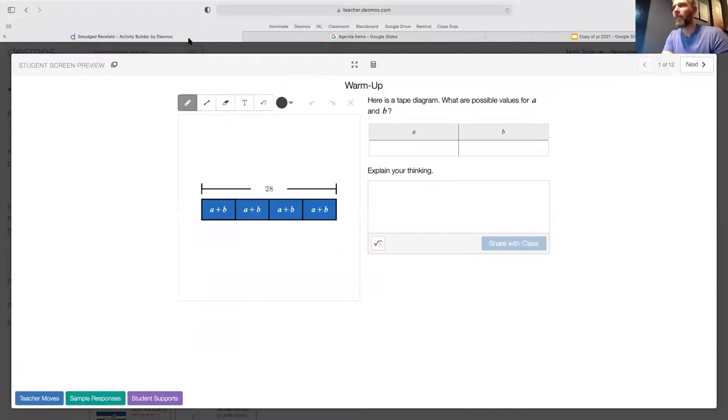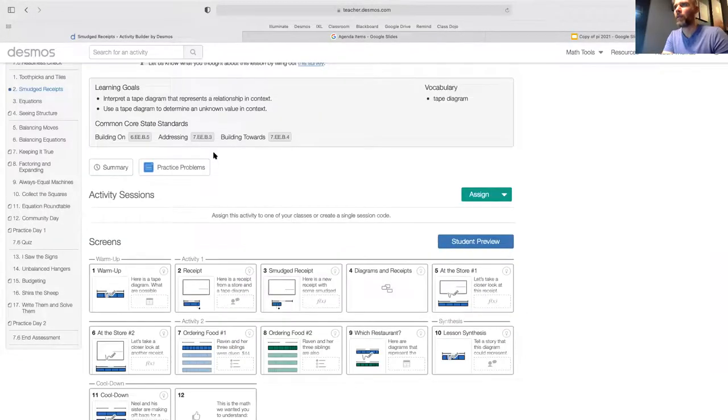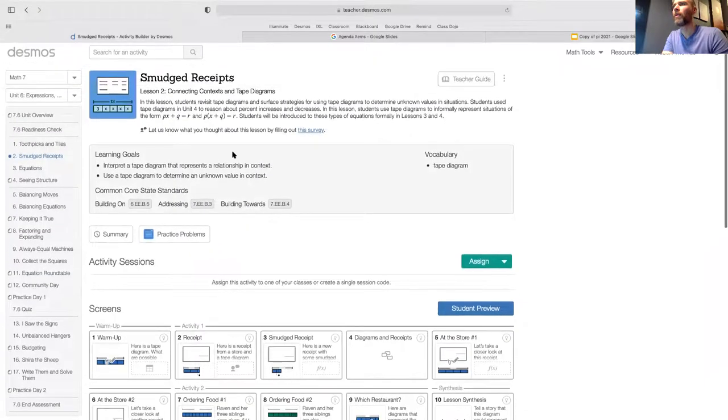And the activity you're looking for is called Smudged Receipts. It should be somewhere toward the top of your activities list. I probably had to assign multiple things. I haven't assigned them yet, as you can tell, as I'm recording this late in the evening on Thursday ahead of Monday. I'm going to need to assign this and your homework in your Desmos account before I go this weekend.